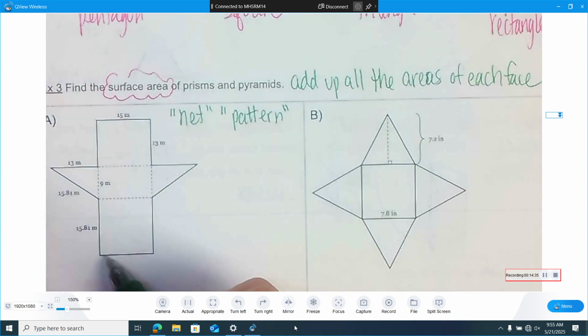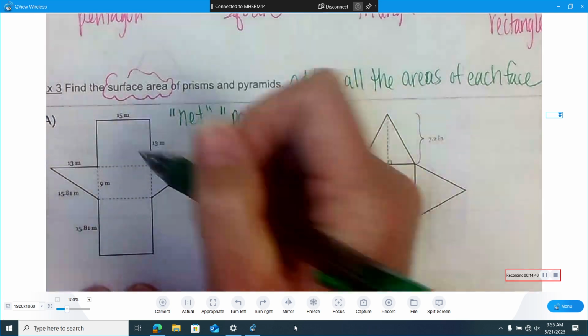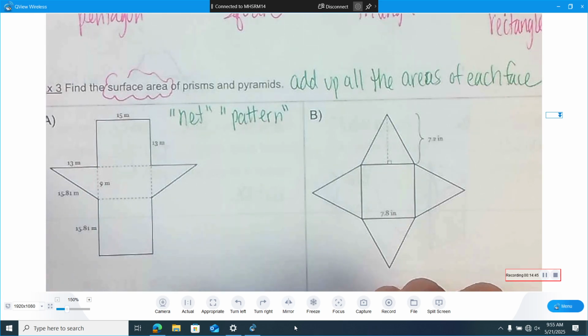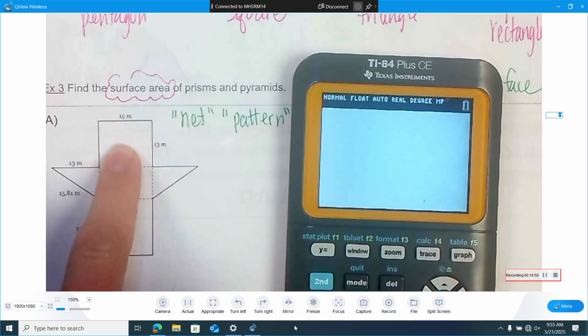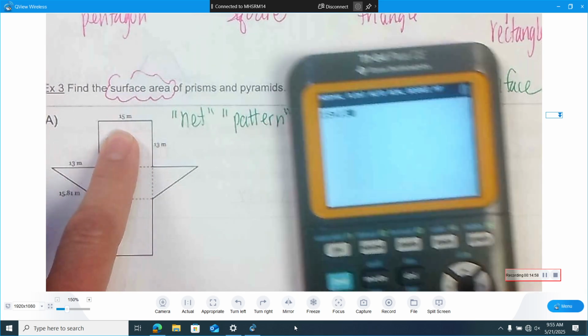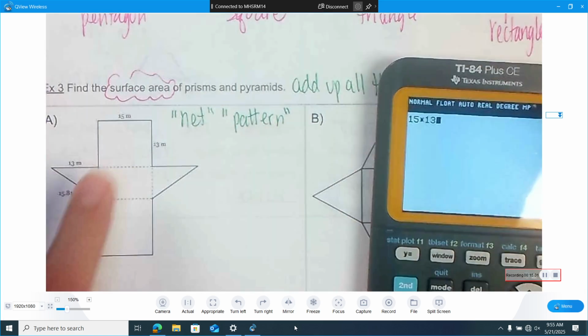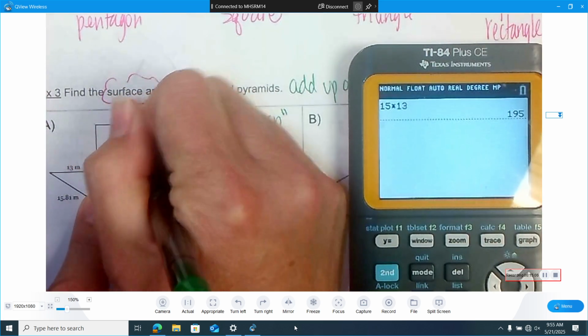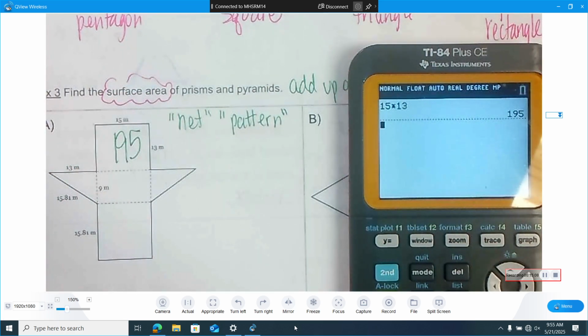But we want to find the areas of these faces, and if we find all those areas, then we can add them together. What is the area of this little rectangle here? How do we find the area of this? How'd you get 195? It is, yeah, 15 times 13. It is base times height here. 15 times 13 is 195. So it's nice if you draw the picture.